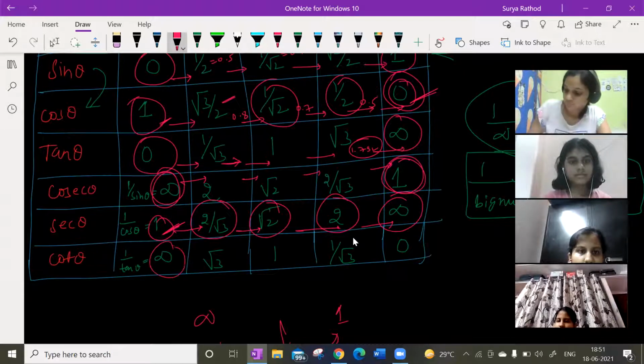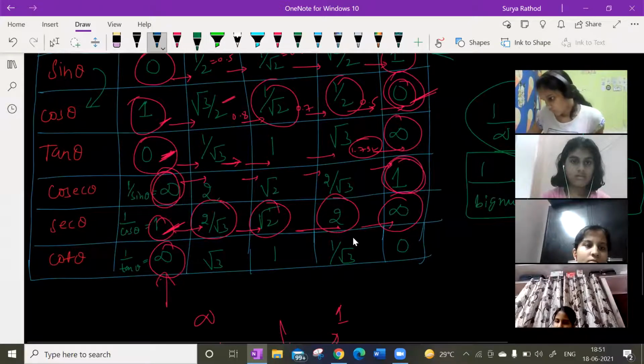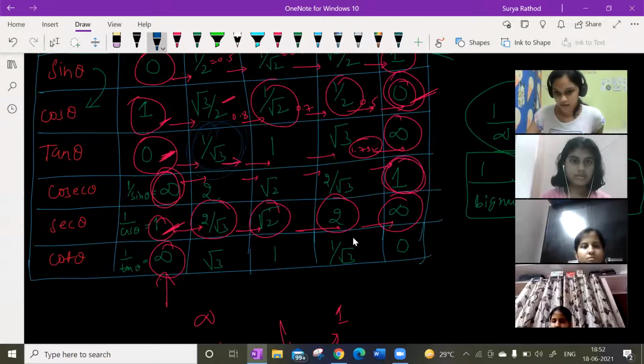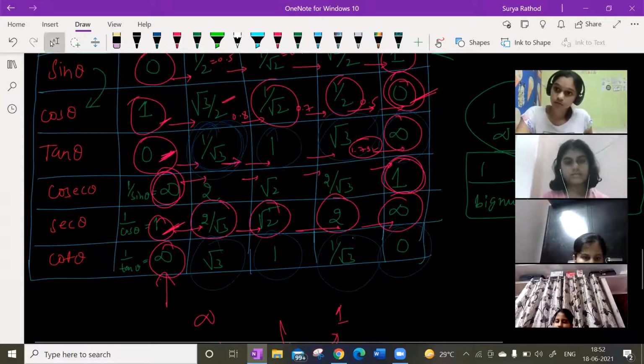Chalo. Now cot theta. Cot theta, what's happening? Cot theta is the reciprocal of tan theta. So tan 0 is 0 here, so 1 by 0 gives me infinite. Now look at this here. Tan 30 is 1/√3, so the reciprocal of 1/√3 is √3. Tan 45 is 1, so cot 45 is also 1. 1 by 1 is 1. Here √3, the reciprocal of 1/√3. Infinite, 1 by infinite, 0. Clear? Any doubt, guys?